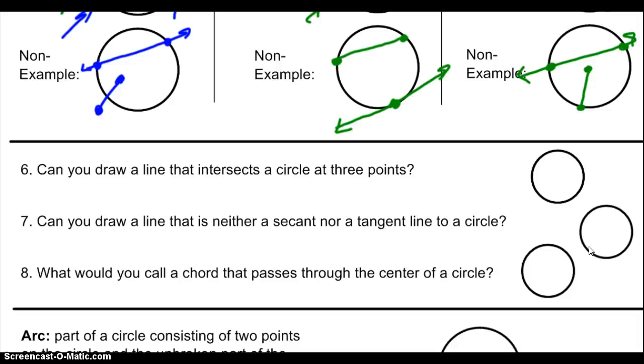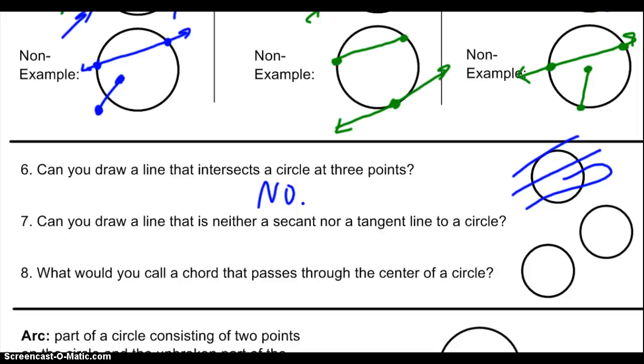Alright, let's take a look at 6, 7, and 8. 6. Can you draw a line that intersects a circle at 3 points? No, you can't. You can only draw a tangent at 1 point, or maybe a secant at 2 points. But 3 points? I don't know. That wouldn't be a line. Nope. The answer is no. Doesn't work. For 7. Can you draw a line that is neither secant nor a tangent to a circle?